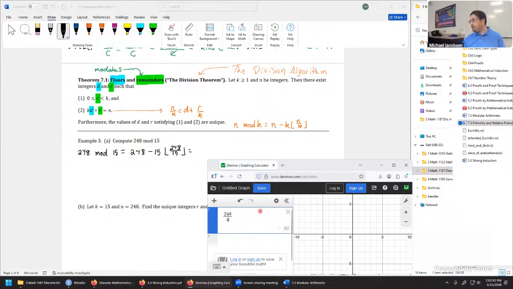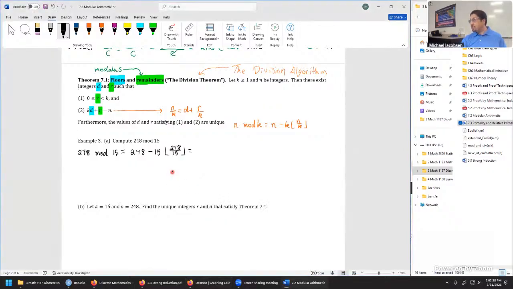So 248 fifteenths is that integer here. I'll just write down 16.5 altogether. So this is equal to 248 minus 15 times the floor of 16.5. The floor of 16.5 is exactly 16. So this is 248 minus 15 times 16. And that's the floor. That's the value d coming from the division theorem.